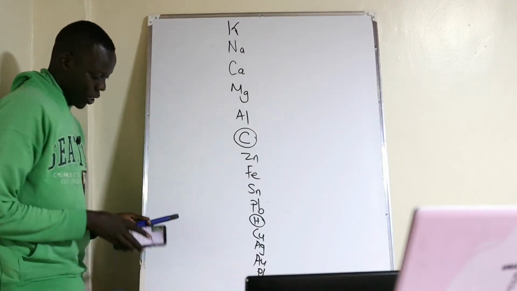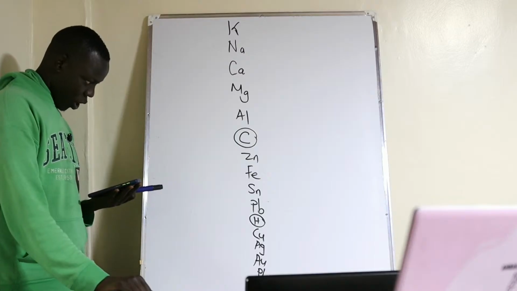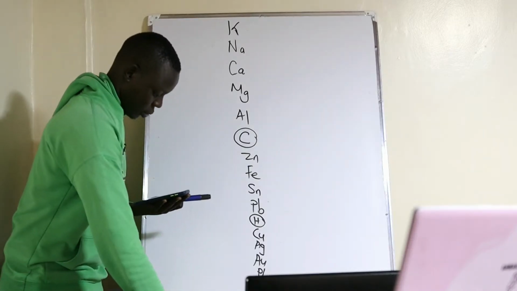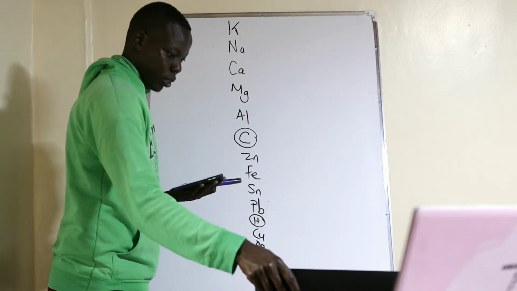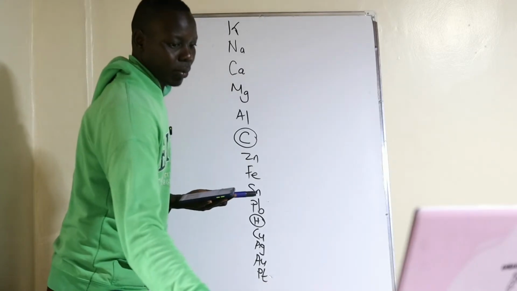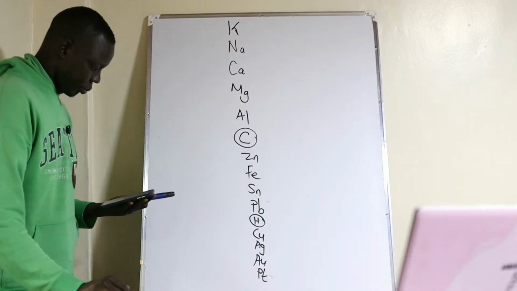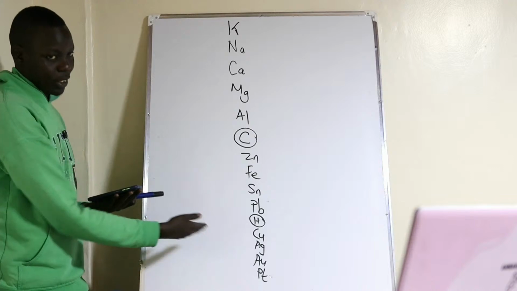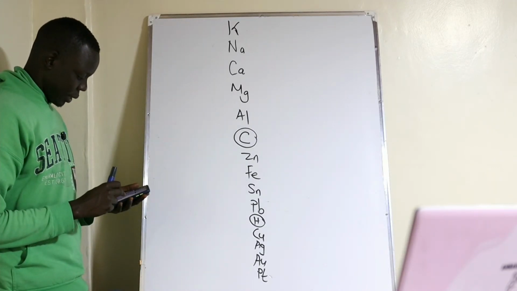I hope you can still see it. I hope now you can see. So that is the order. Most reactive to least reactive. Up there is the most reactive. Down here are the least reactive elements.